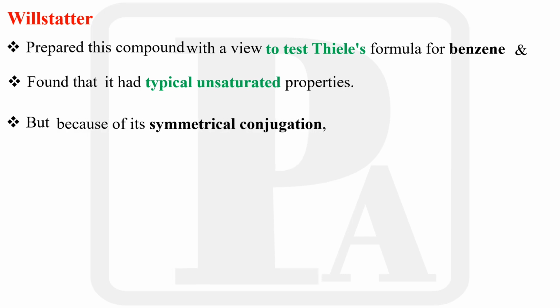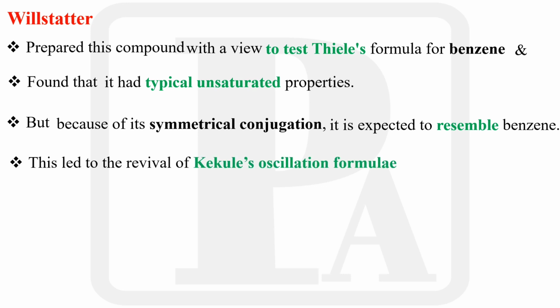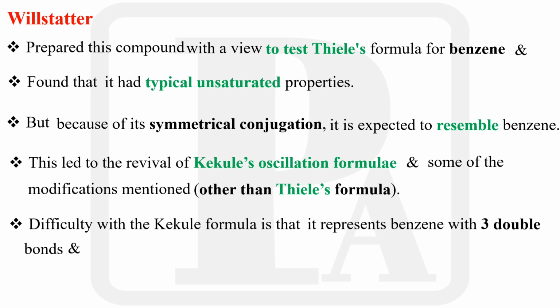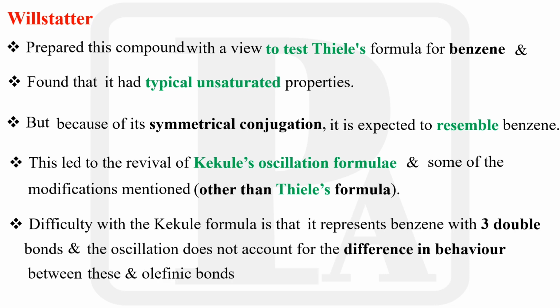So this led to the revival of Kekulé's oscillation formula again, and some modifications were mentioned, other than Thiele's formula. Actually, the main problem with Kekulé's formula is that the structure is having 3 double bonds, and the 2 structures are in rapid equilibrium. That is not explaining the difference in behavior between these double bonds and the polyphenyl double bonds. So these are the points said by some scientists for the structure of benzene.